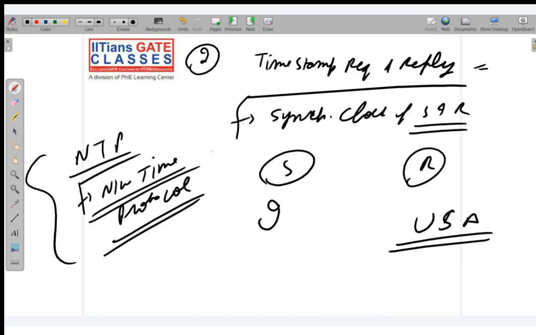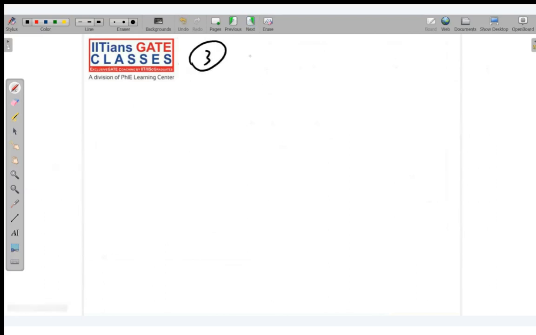They will just ask one or two lines: timestamp request and reply, for what purpose is it used? It is used to synchronize the clock of sender and receiver. That's it. Okay, take the snapshot. I will jump to the next slide. Done, sir. Okay. Third is address mask request and reply.